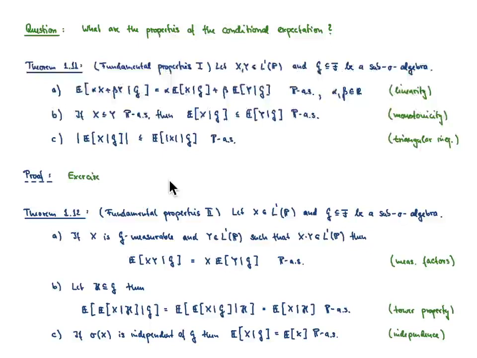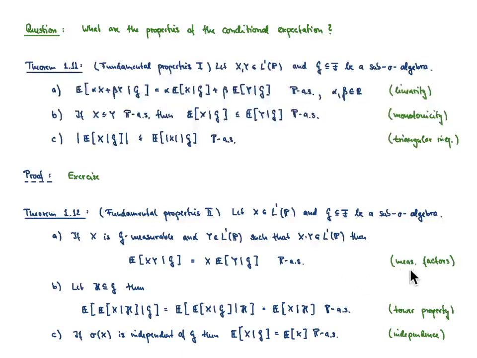Let us focus on another property, namely, that's the statement of Theorem 112. And for that, again, I consider an integrable random variable called X and a sub-sigma algebra G of our sigma algebra F from our probability space. And suppose that X is G-measurable, and we have another random variable Y, which is integrable, such that the product between X and Y is also integrable. Then it holds true that the conditional expectation of the product of X and Y given G is the same as X times the conditional expectation of Y given G, P-almost surely.